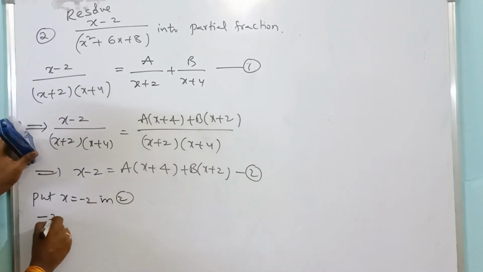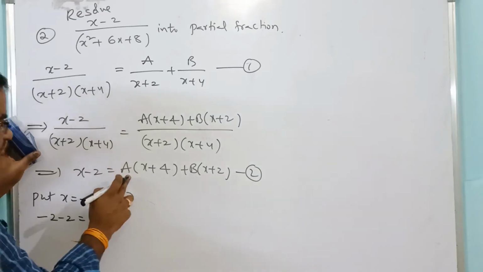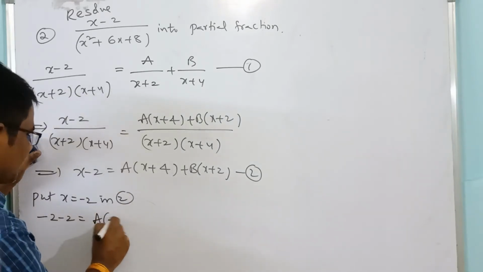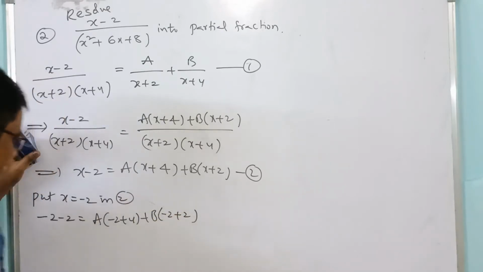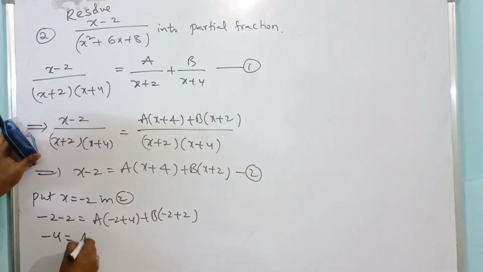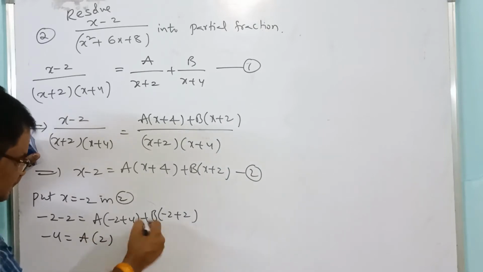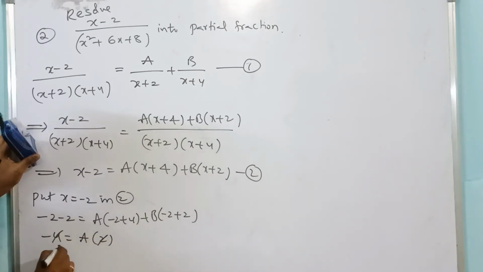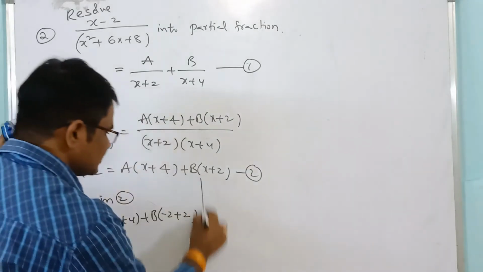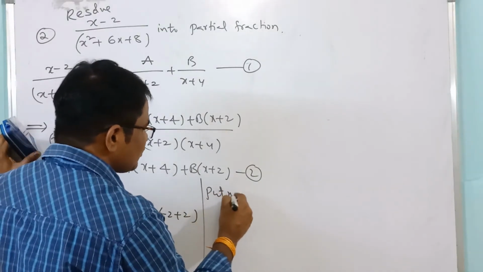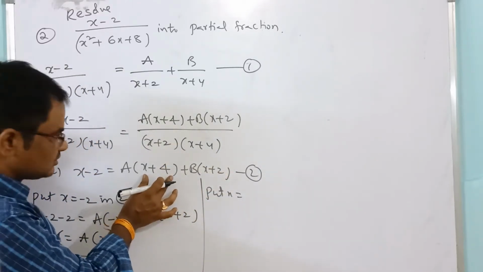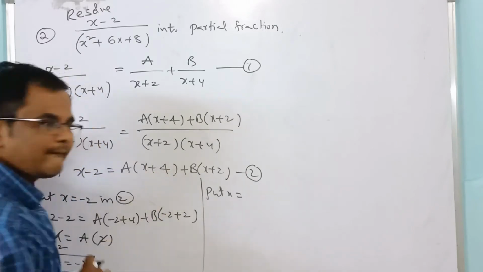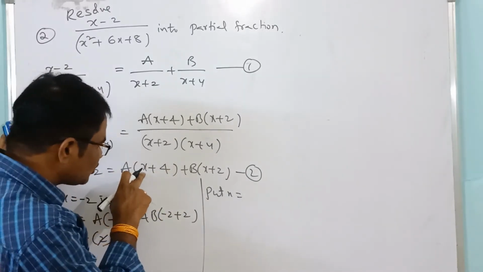Now here in LHS minus 2 equal to, here a into (minus 2 plus 4) plus b into (minus 2 plus 2). Now here minus 4 equal to a into 2. This becomes 0. Now 2 times get cancelled. a equal to minus 2. Right? Next, put x equal to something to get b value. This becomes 0. How to get this as 0? By substituting x equal to minus 4.